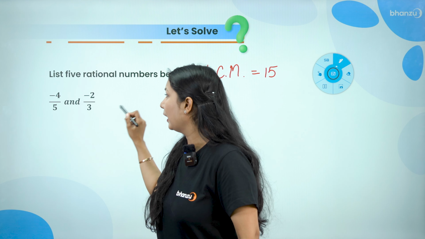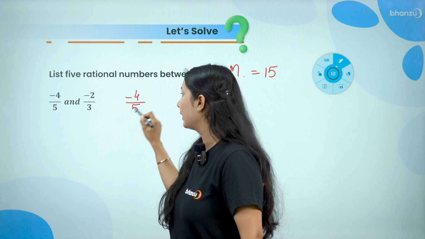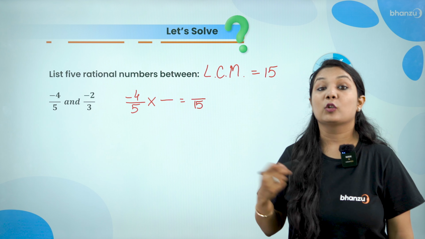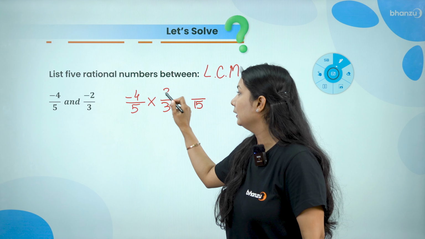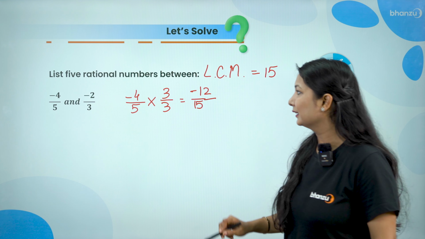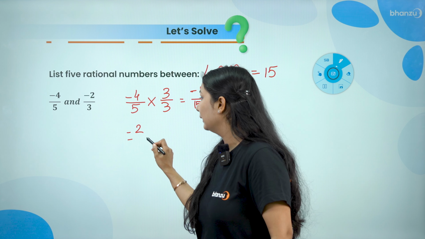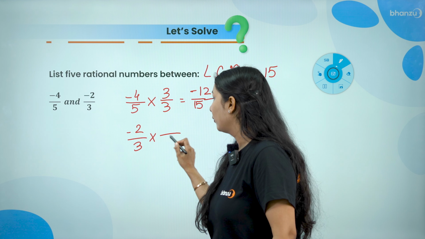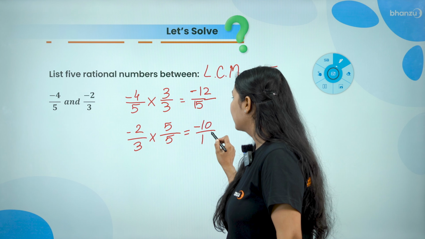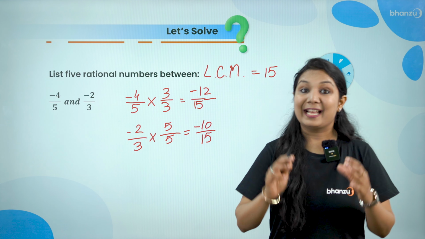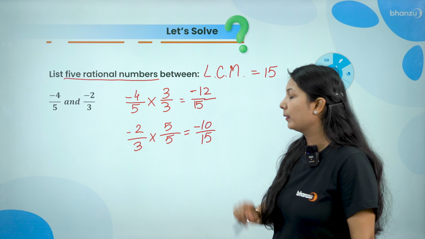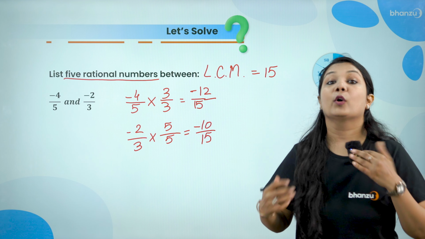If we have to make minus 4 by 5 with the denominator as 15, what should we do? We should multiply it by 3 by 3. So we'll get minus 12 in the numerator, right? And if you see the second one, it's minus 2 by 3 and the denominator should be 15. So it should be multiplied by 5 by 5, which gives us minus 10 by 15. But as you can see, we need to list 5 rational numbers, but between minus 12 and minus 10 we have only one. So what should we do?